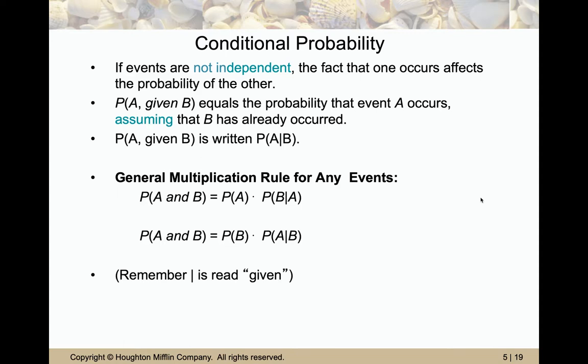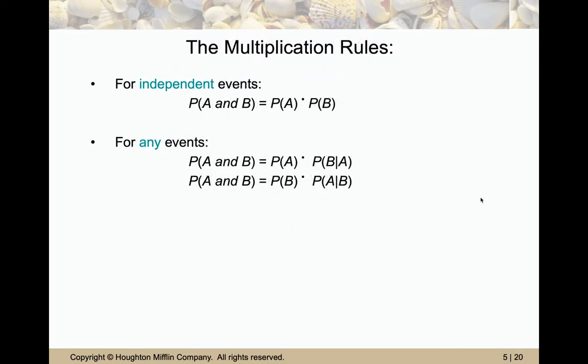So the general multiplication rule for any events, and it actually turns out that this works for independent events too, is the probability of A and B is equal to the probability of A times the probability of B given A, or you can do the probability of B times the probability of A given B. So, in summary, you've got one rule for independent events, so you have to make sure that your events are independent, and then you have rules for any events at all.